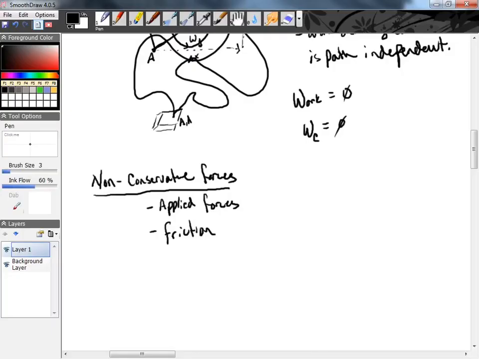And so non-conservative forces and the work done by non-conservative forces, or W non-conservative, is path dependent. It matters how we go from place to place when we have non-conservative forces.